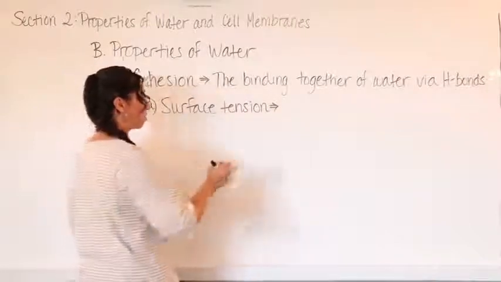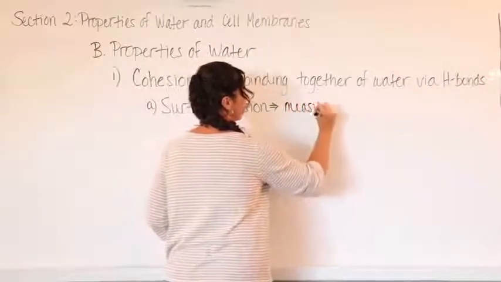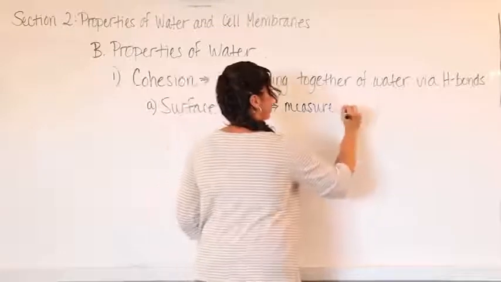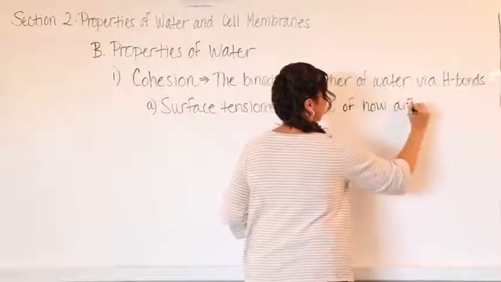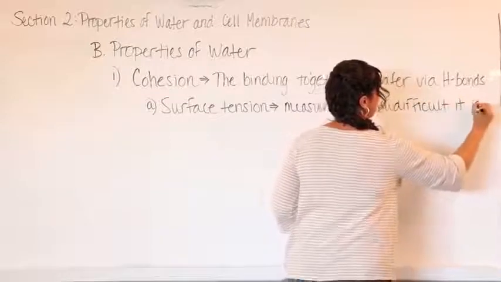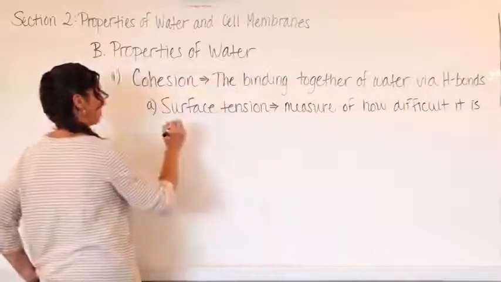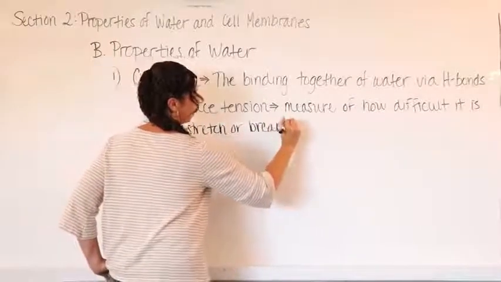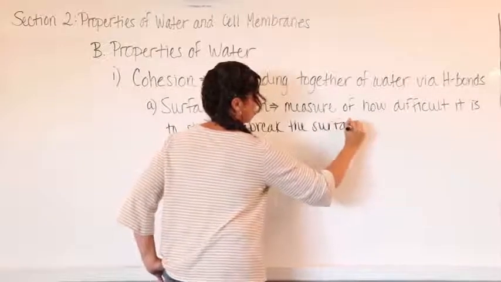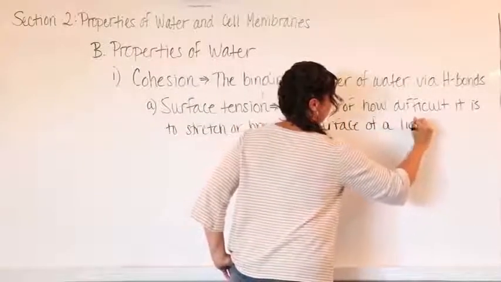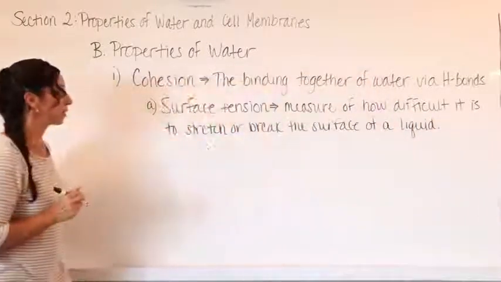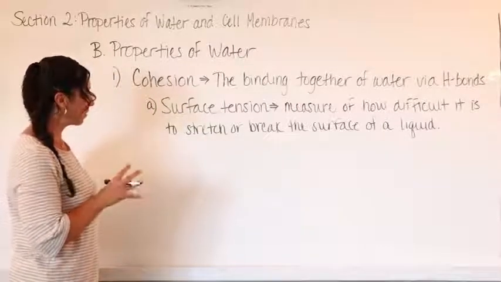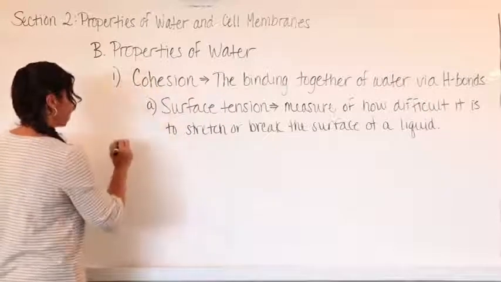So just for a definition of surface tension, it's the measure of, I want to make sure I said this right for you, measure of how difficult it is to stretch or break the surface of a liquid. So that's surface tension. So that's cohesion, and one example is surface tension.